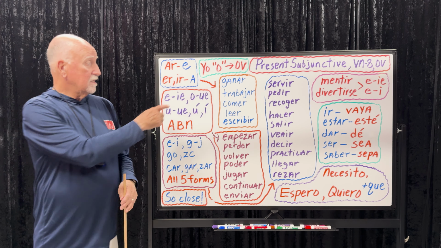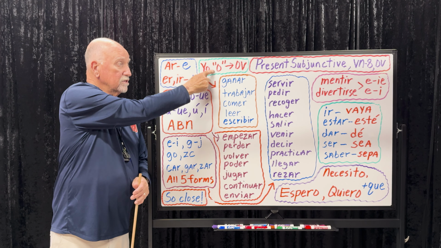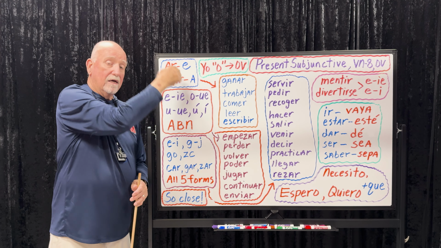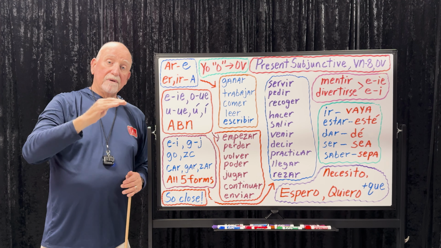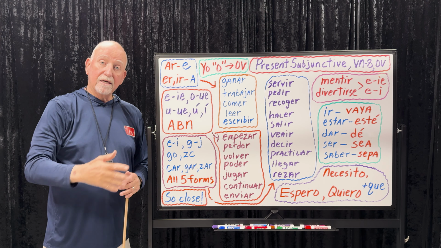Perder, the opposite vowel is going to be A. It's an IE stem changer. You get pierdo, change it to the opposite vowel, pierda, and run it through. Pierda, pierdas, pierda, perdamos, no stem change, pierdan.